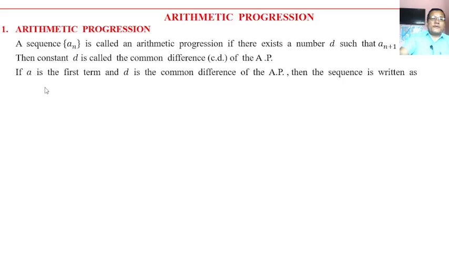If small a is the first term and d is the common difference of the AP, then the sequence is written as a, a plus d, a plus 2d, a plus 3d, and so on.